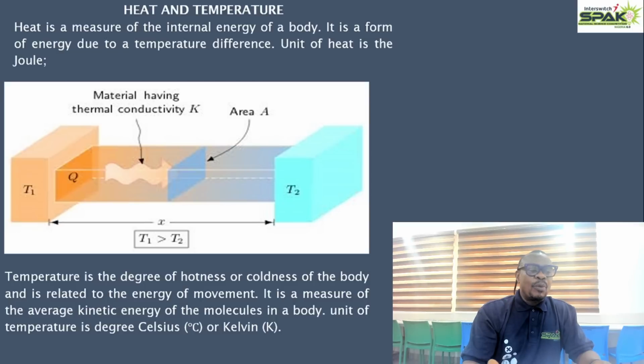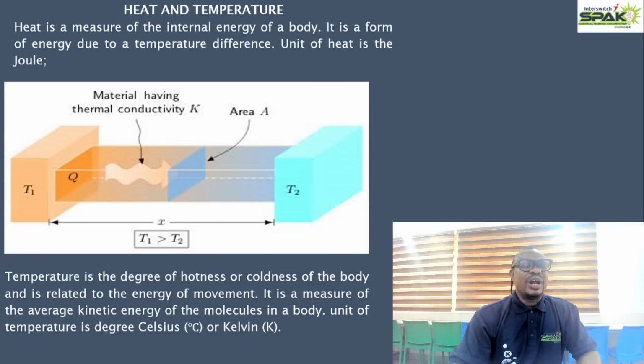Since there's an increase in energy in the body, the molecules gain more kinetic energy. So the average kinetic energy of the molecules of the body is a measure of the temperature of that particular body. The SI unit for temperature is Kelvin, or degree Celsius, which can be converted from Celsius to Kelvin and Kelvin to Celsius, or to other temperature scales, which we are going to look at later.